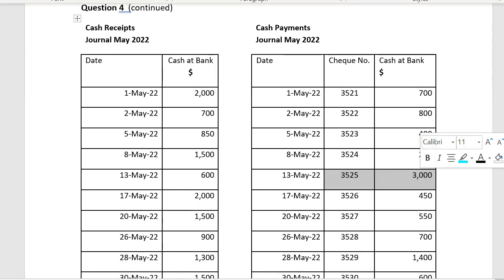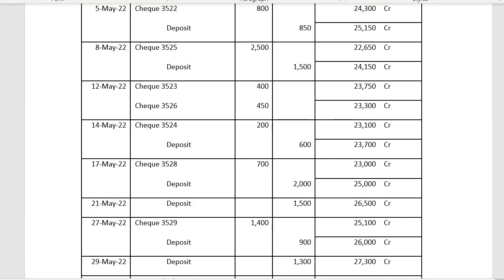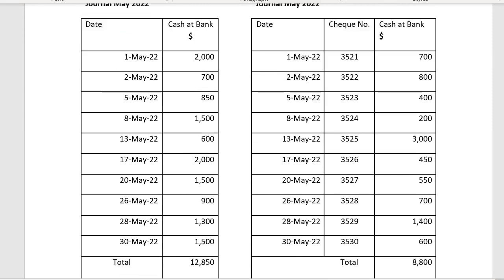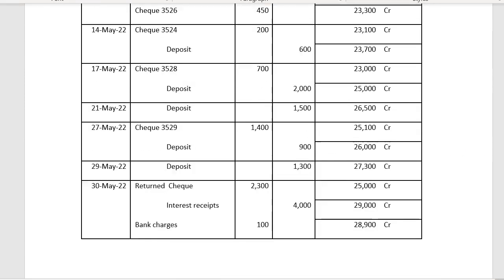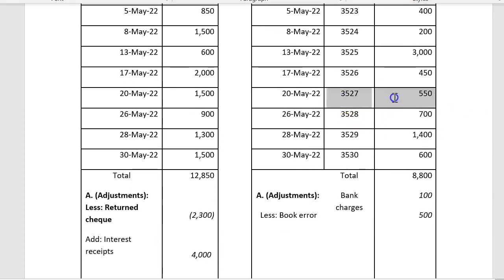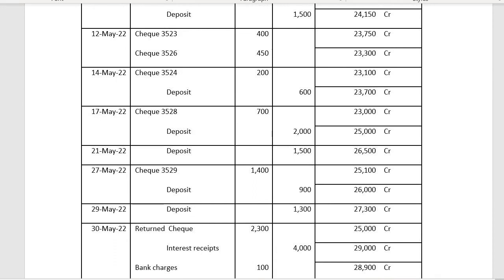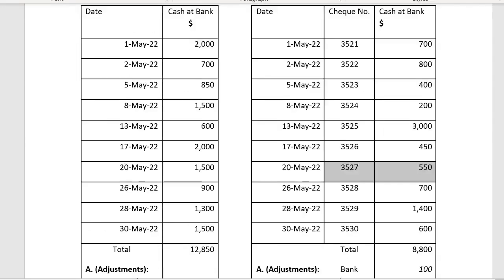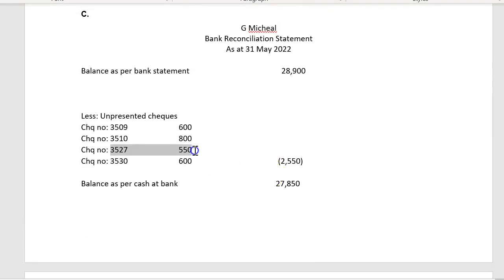3525. As you can see, the business made an error, but 3525 is recorded by the bank at the correct amount, so we don't need to make any adjustments. 3526 is recorded by the bank, as you can see here. 3527 is not recorded by the bank, so it's unpresented, for 550.